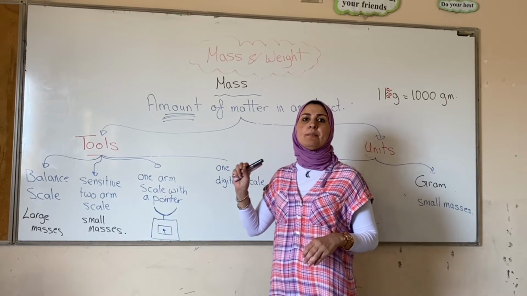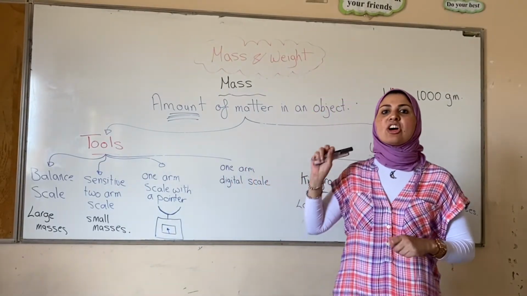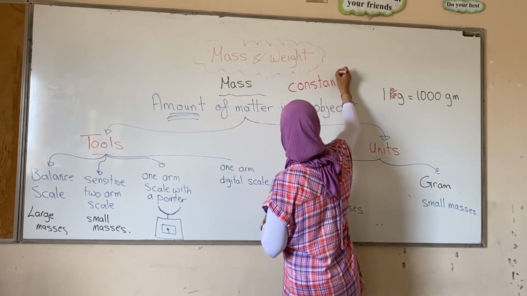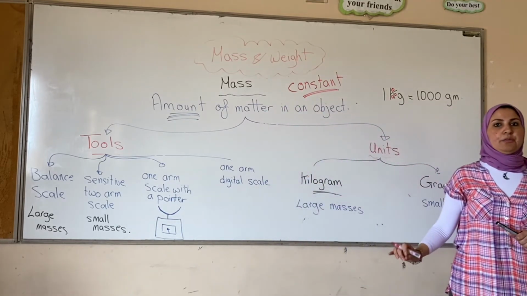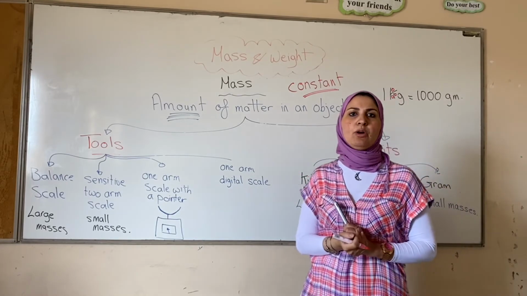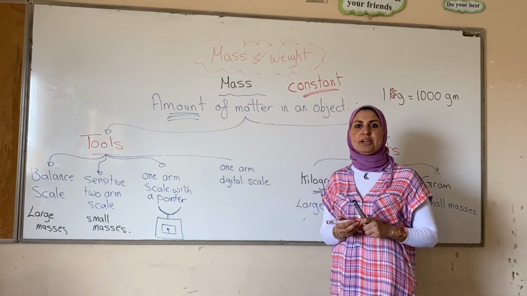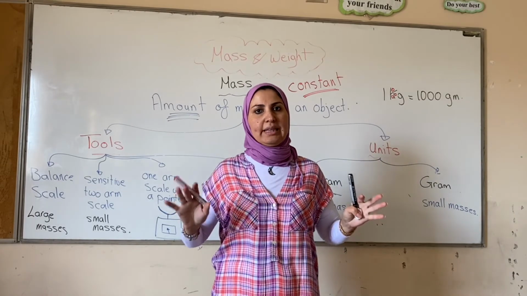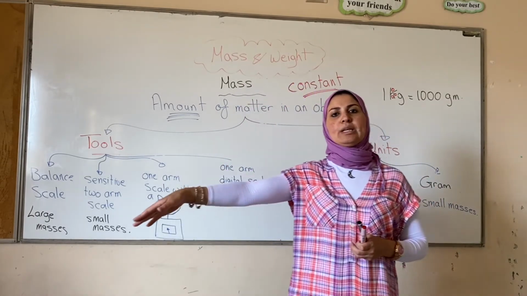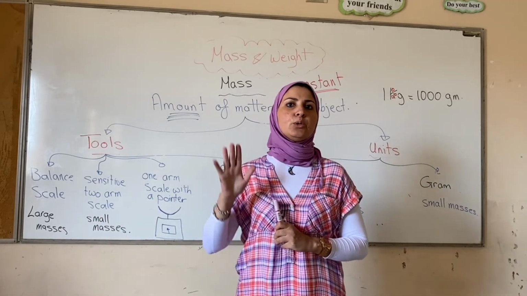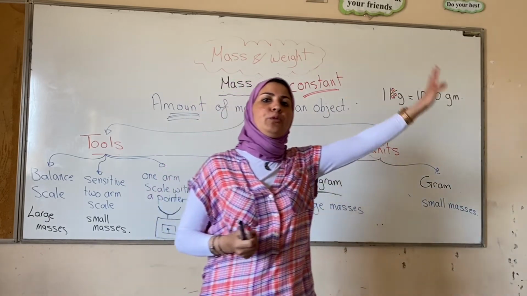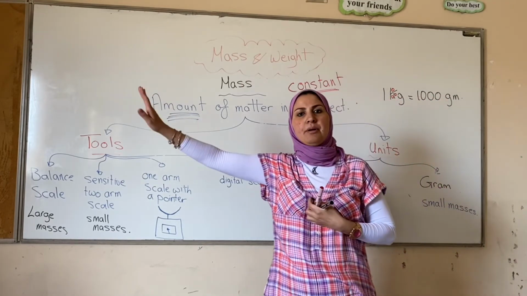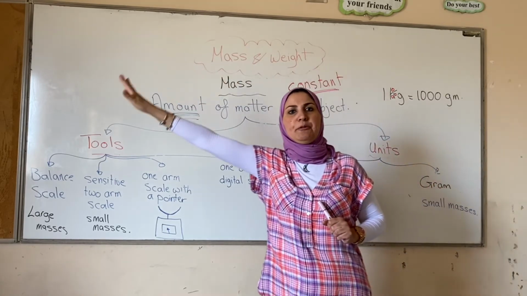Does the mass change from one place to another? No. The mass is constant. What is the meaning of this? Constant means that it doesn't change from one place to another. For example, I will measure my mass. I will stand on the balance and I will find it 40. So I'm in the classroom, my mass is 40. What if I go down to the garden? Will it be 60, for example? No, it will remain as it is, 40. If I go to my home, it will not be 50, it will remain the same, 40. If I go to the club, 40. If I go to the moon, it will be 40. Okay?